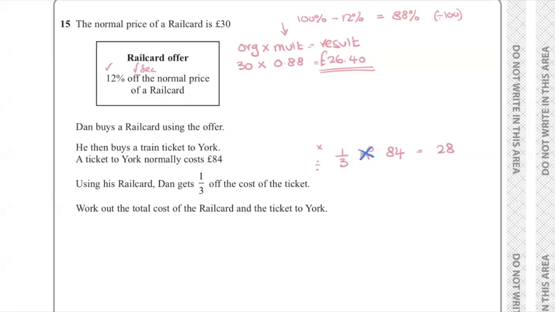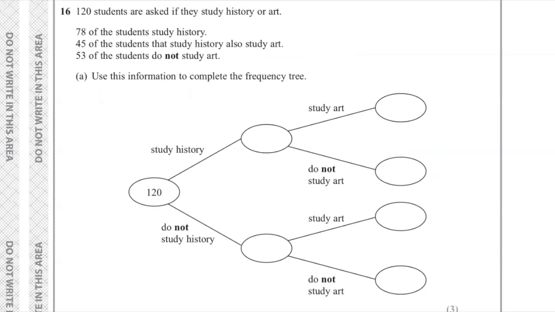Now that's a third off. So that's what's going to be taken off of the total cost. So 84, take off that 28 is 56. So the ticket is now going to cost 56. We've got to work out the cost of the card and the ticket. So we now just got to take our £26.40 and our 56, add them together for a final answer of £82.40.